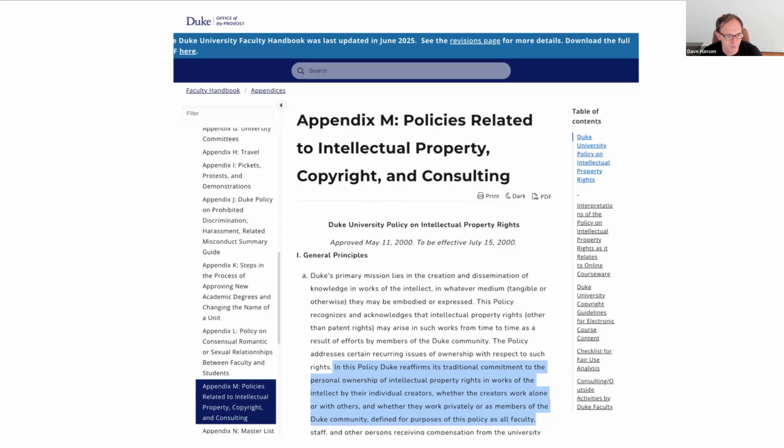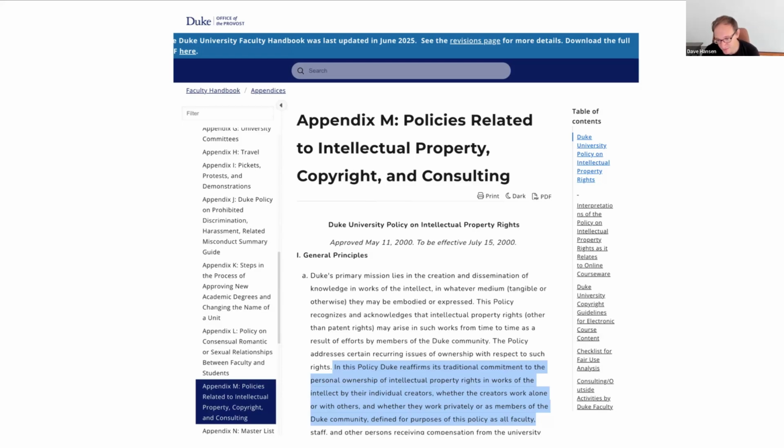And don't really try to define terms. They just kind of leave this open and say, yeah, we follow the traditional rule. We reaffirm. I think it's interesting that it says reaffirm because I don't know that it affirmed elsewhere before this, but reaffirms the traditional commitment to personal ownership of intellectual property rights in works of the intellect by their creators, whether they worked alone or with other people at Duke.